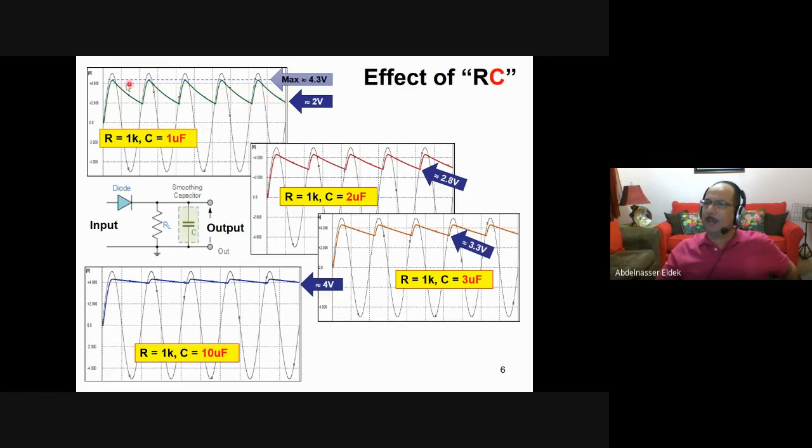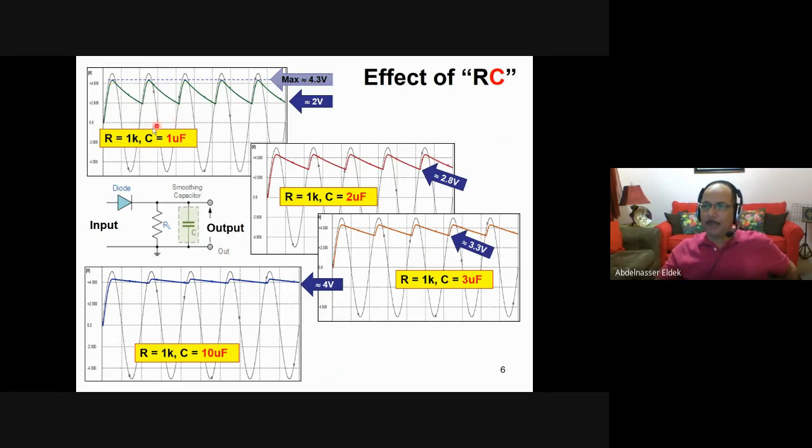When the capacitance is 1 microfarad, the capacitor is discharging, and it will reach a minimum value of 2 volts. The voltage is changing from 2 to 4.3. The maximum is 4.3, which will not change because this is the maximum voltage. The maximum voltage is 5 volts, minus 0.7, which is 4.3 volts.